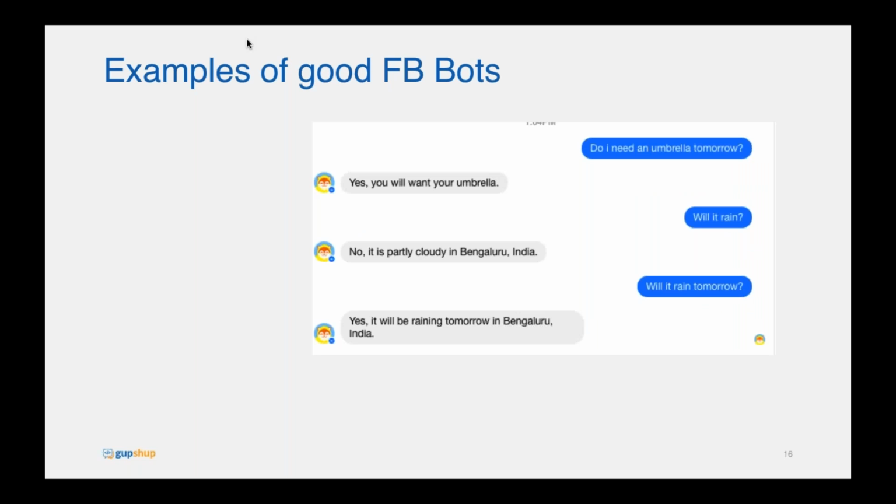And this one is Poncho. This was demoed during F8. Poncho is a very simple sort of weather app, but it has a lot of character, and they have extremely nice natural language processing. As you can see with the example, I've texted the bot and asked, do I need an umbrella tomorrow? And it says, yes, you will want your umbrella. And then later I asked, will it rain tomorrow? And it says, yes, it will be raining tomorrow in Bangalore. So it's picked up my location. Earlier in the chat, I'd given my location. And it parses text like, will it rain tomorrow? Do I need an umbrella? Do I need to wear a cap? Do I need sunscreen? Stuff like that. Very nice usage of natural language processing.